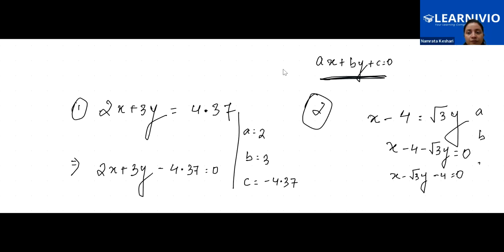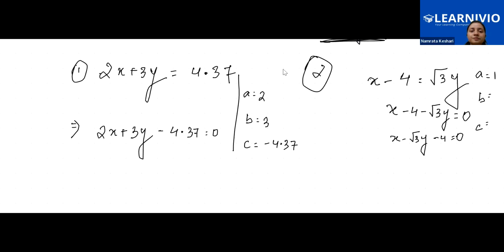A is plus 1. B is minus root 3, and C is minus 4. Perfect. So this is how we just have to represent it in the standard form, and we just have to write what is A, what is B, what is C. Is it that difficult?